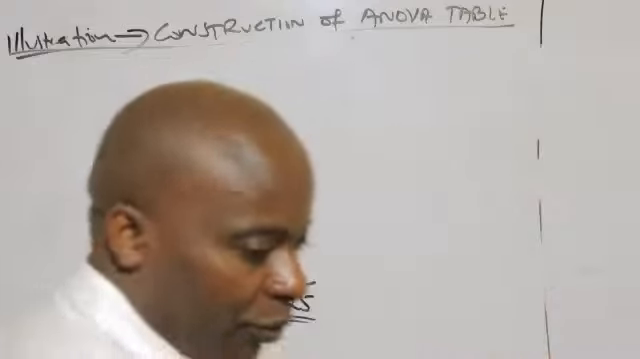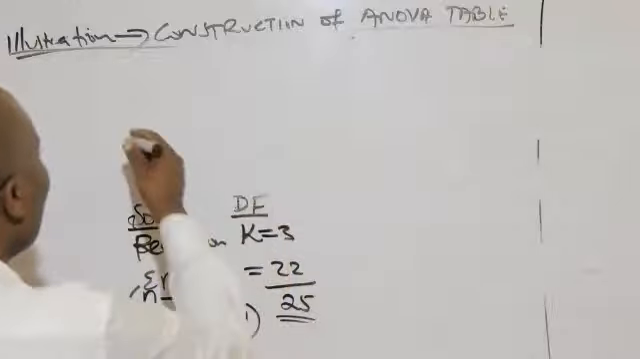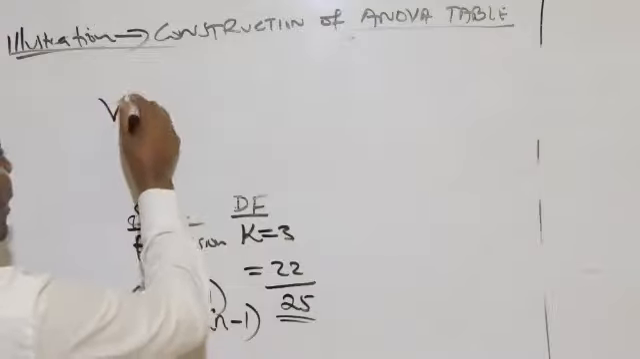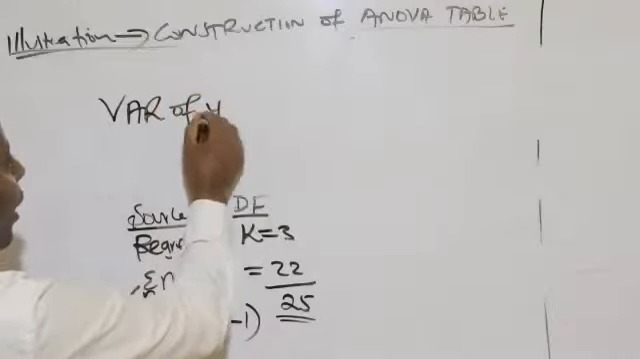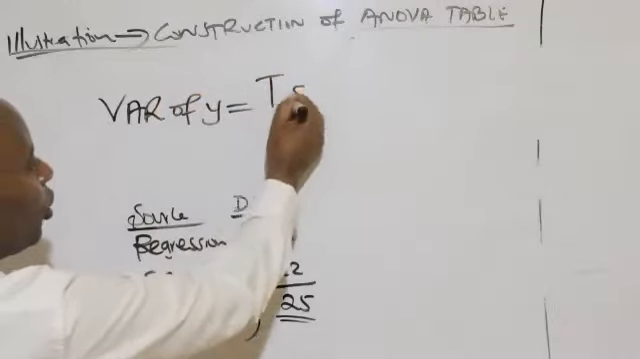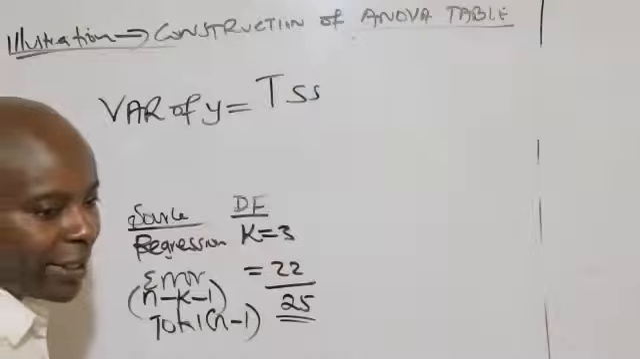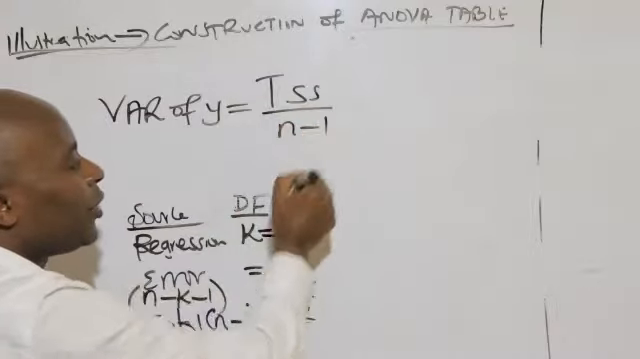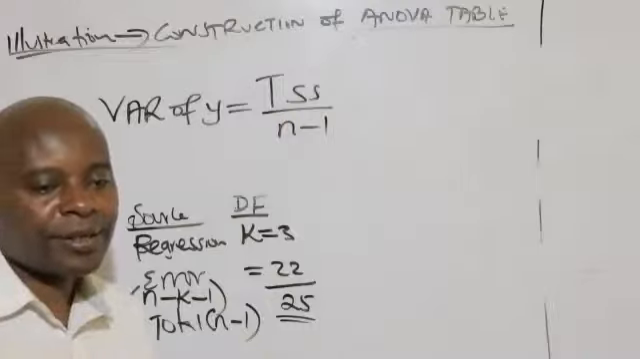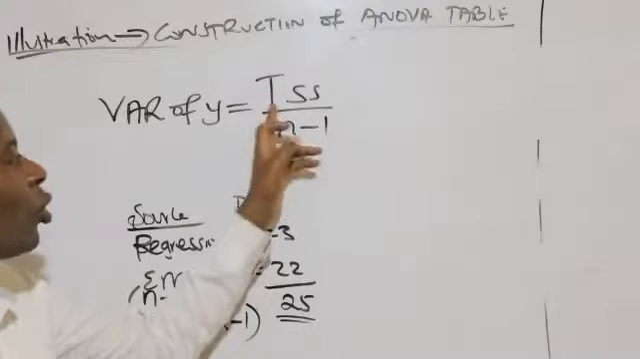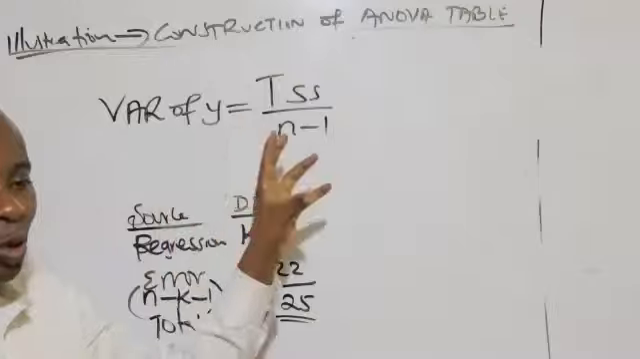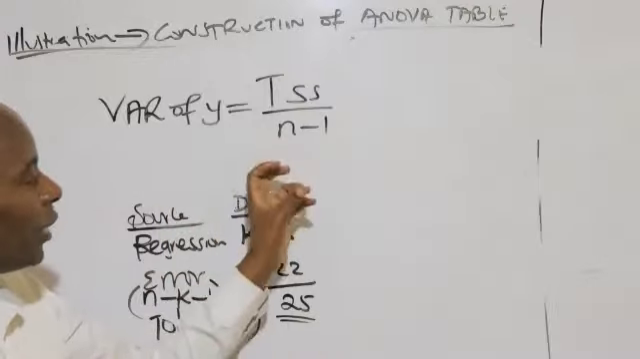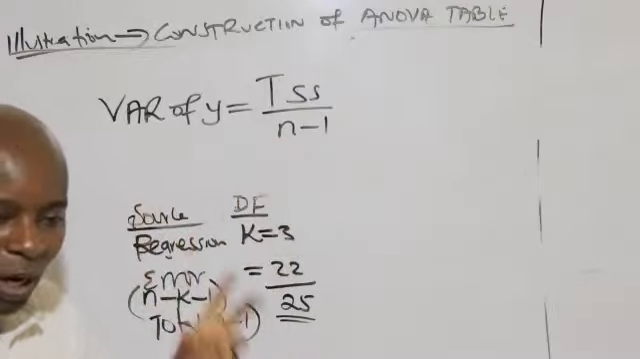Anytime you want to get the variance of the response variable y, you normally talk of the total sum of squares all over n minus 1.